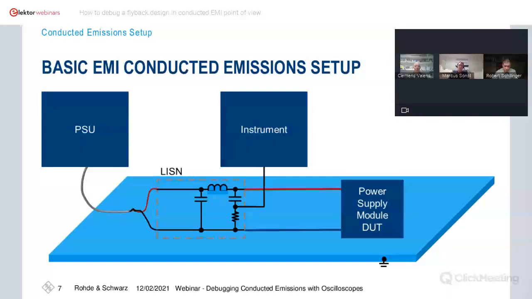And of course, in the center, we have the line impedance stabilization network, which is used for several purposes. One is to create a defined impedance for the DUT to be comparable with the measurement results. It also creates a high frequency coupling path for the instrument. And the third purpose is to filter any noise coming from the power supply unit, could be also the AC grid, and we don't want to measure that noise. We want to measure the noise from the DUT. So we need some kind of filtering there.